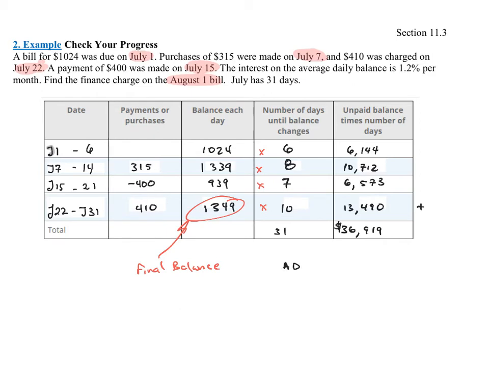So if I want to find the average daily balance, what I do is I take the total sum of every single day, which was $36,919, and I divide that by the number of days, which was 31 days. That's going to give me my average daily balance, which is, I'm getting $1,190.94.